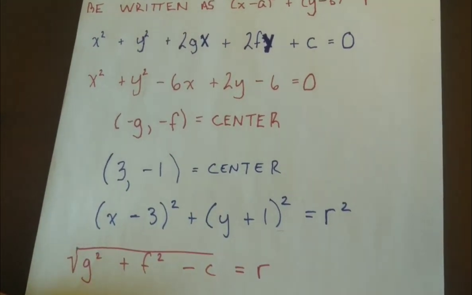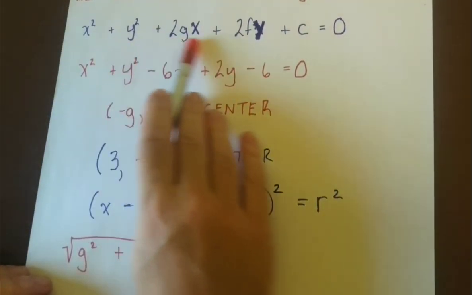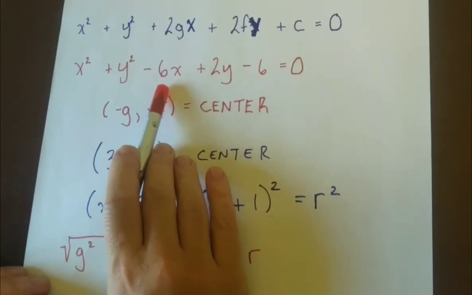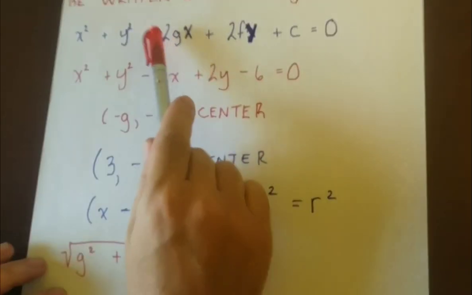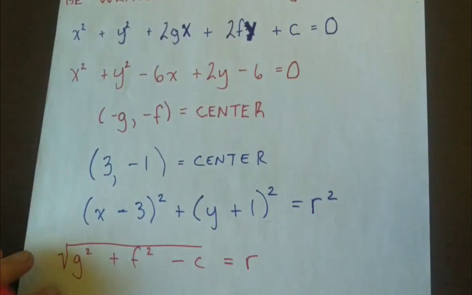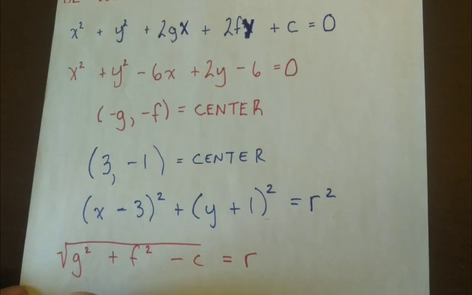Okay, so now we're going to refer back to this, and we've got -6 here. So we're going to go ahead and divide it by 2, because that's 2 times G. It's going to give you -6. And we're going to get -3.